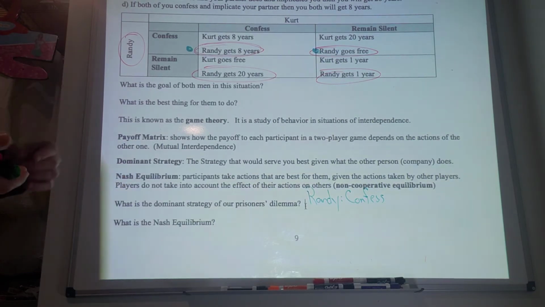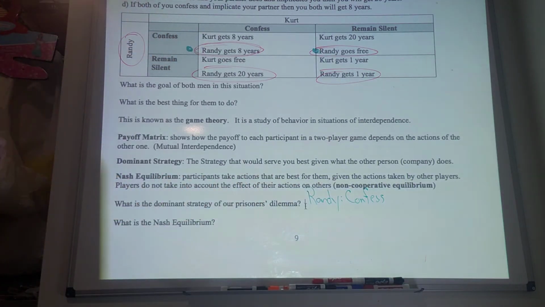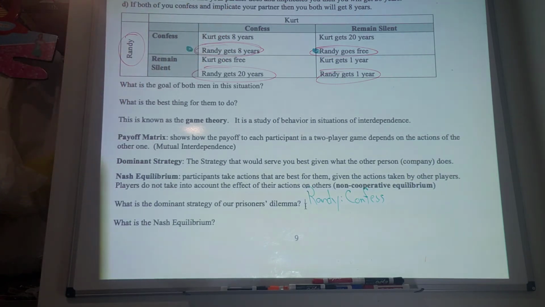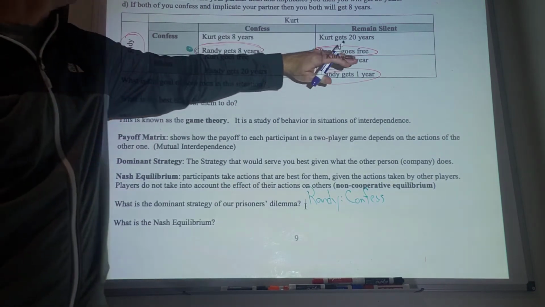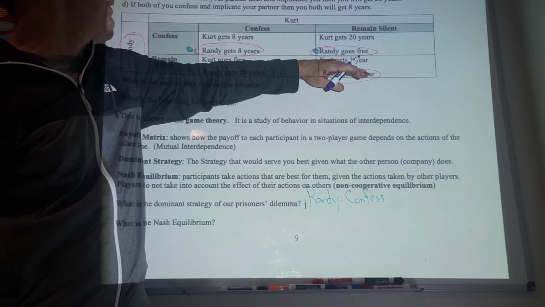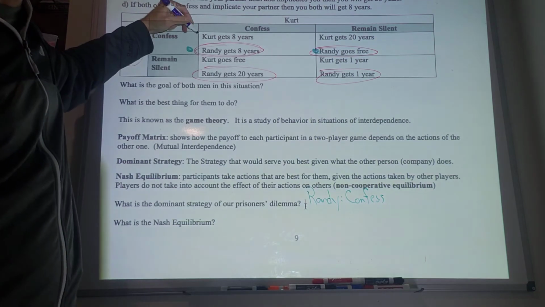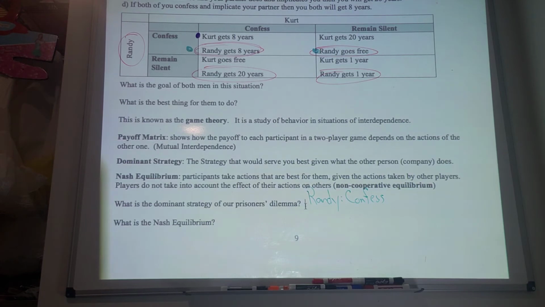Okay? If we look at the same thing, I'm kind of running out of colors, but we'll go here with Kurt. And look what happens if we look at Kurt's possibilities. And this is a very simple example. The numbers will get more complex as we get into these, but perhaps we see how this is going to work out. How do we figure out what Kurt should do? Well, first take the 2 possibilities for Randy. If Randy confesses, Kurt gets 8 years if he confesses, or 20 years if he remains silent. So Kurt would rather get 8 years, and therefore he would rather confess.